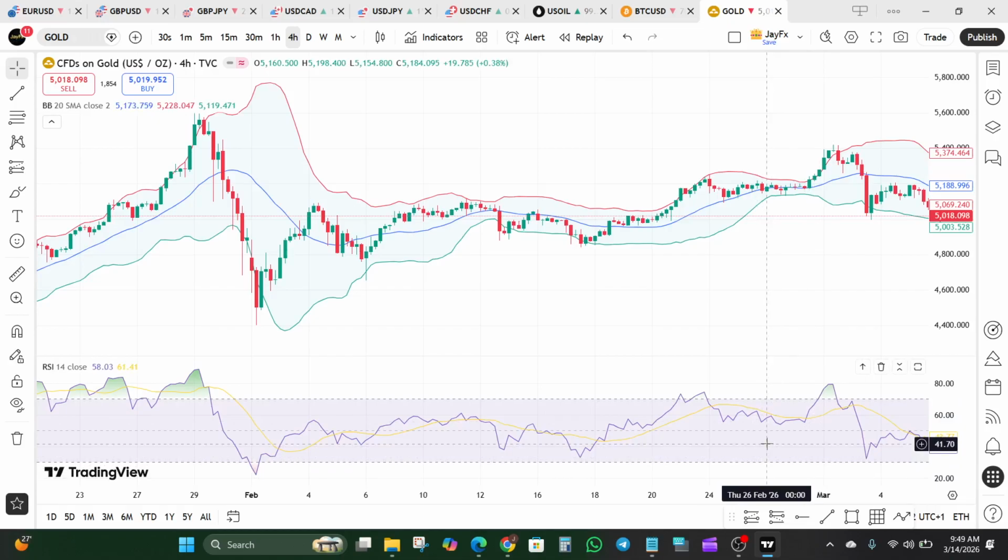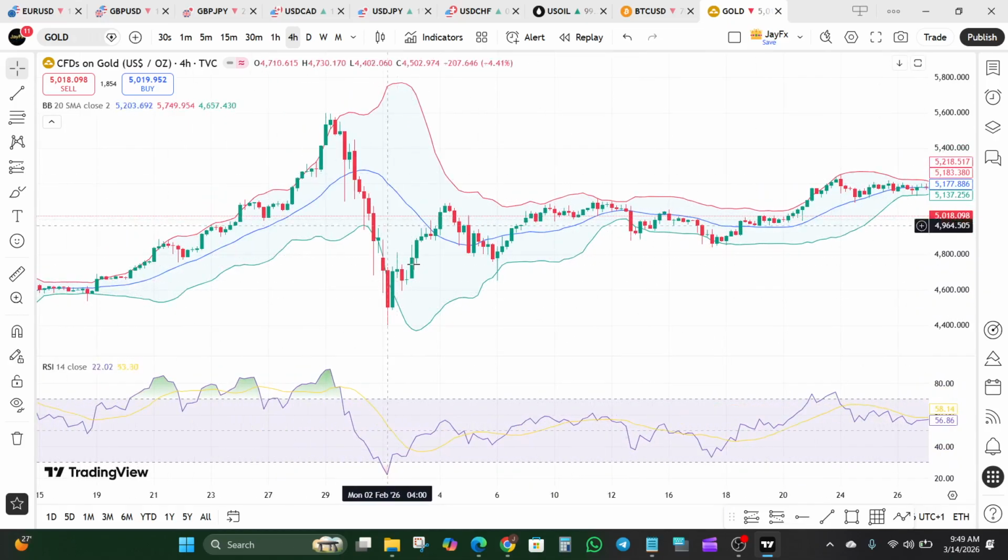So the main difference is that Bollinger Bands analyze volatility and price boundaries, while the RSI focuses on momentum strength. Because of this difference, many traders use both indicators together when analyzing price charts.